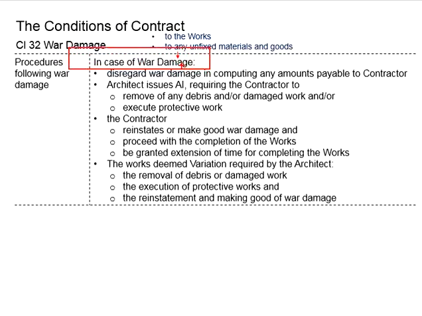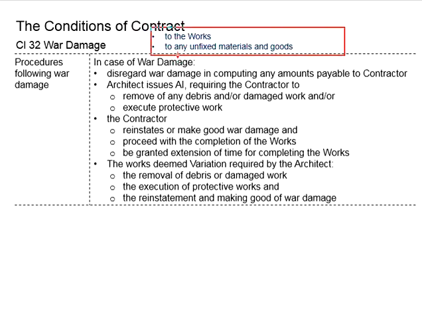In the case of war damage, and this damage is applicable to the works and also any unfixed materials and goods which have already been delivered to the site, when computing the amount payable to the contractor, the damage by the war is disregarded. It means that the contractor is entitled to be paid for the work that he has already done, as well as for the materials and goods that have already been sent to the construction site, even though they are not yet fixed into the permanent works. The payment shall be made to the contractor.